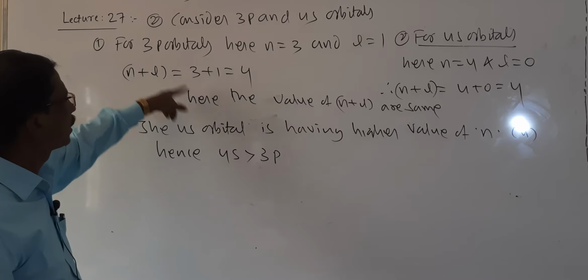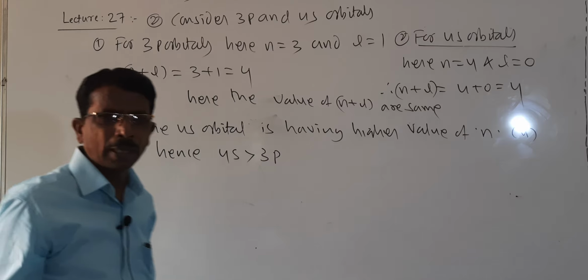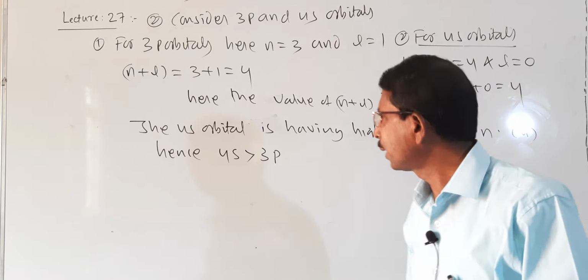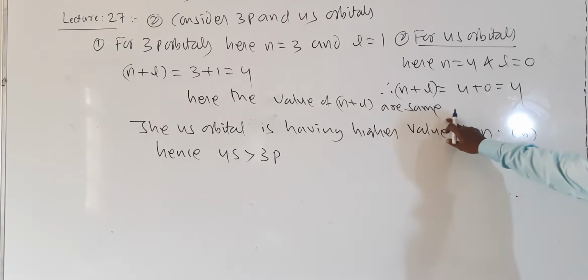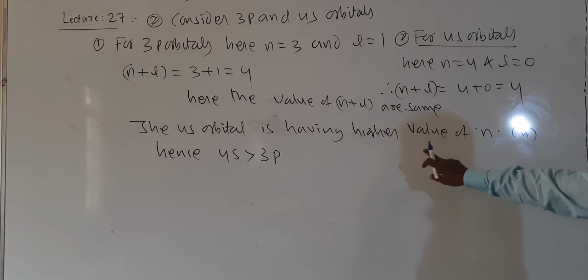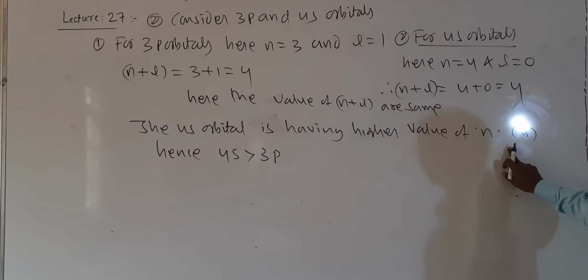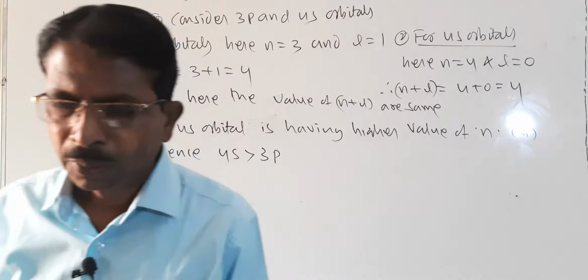So, here 4s is greater than 3p. So, 4s orbital is higher than this 3p. So, here the values of n plus L are same. The 4s orbital is having higher value of n, that is 4, hence 4s is greater than 3p, like this.